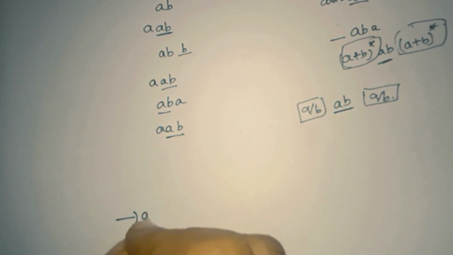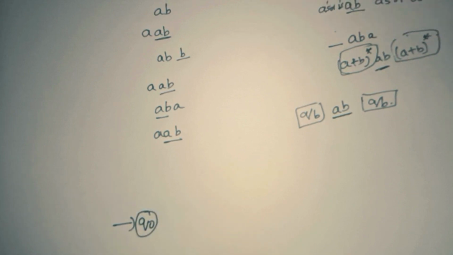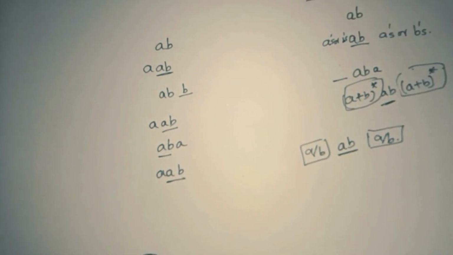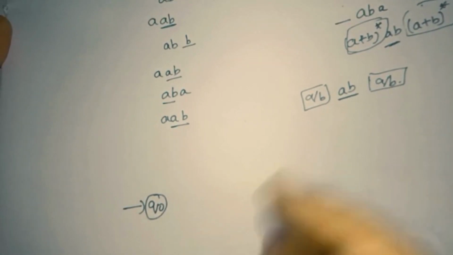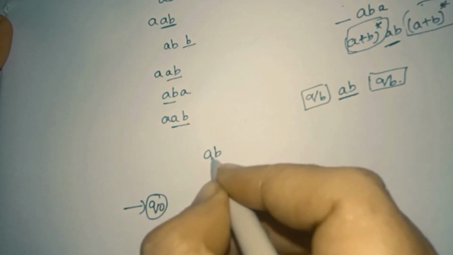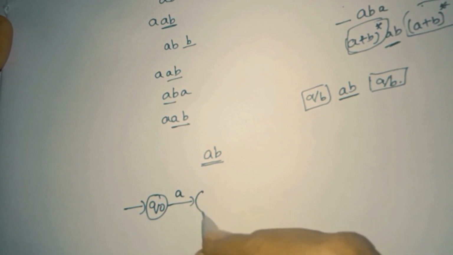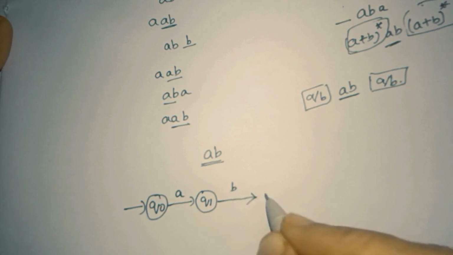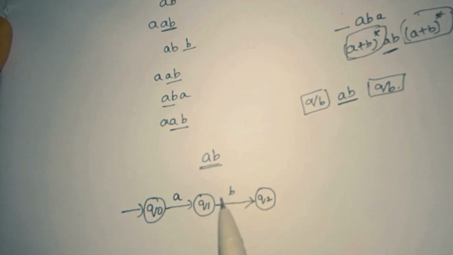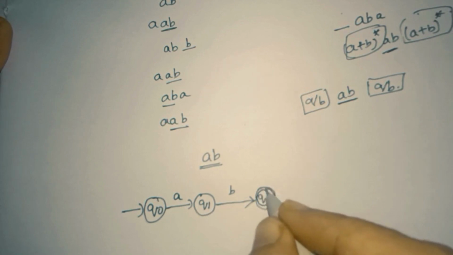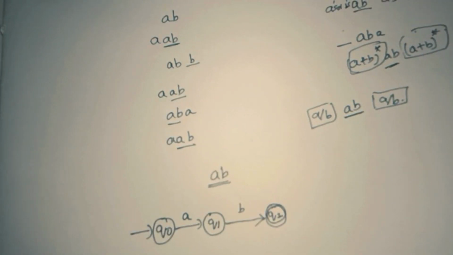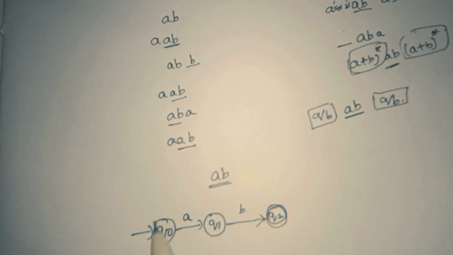Now we will try to design the finite automata. Start from the initial state, that is Q naught. Q naught on reading input symbol A, for the sample string AB we have taken, goes to the state Q1. Q1 on reading input symbol B moves to the state Q2. This is the basic string, which should be accepted, so AB will be accepted when we make Q2 the final state.